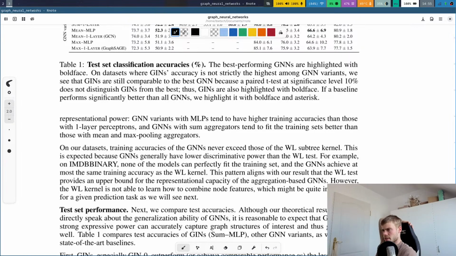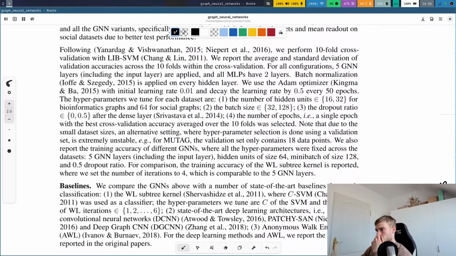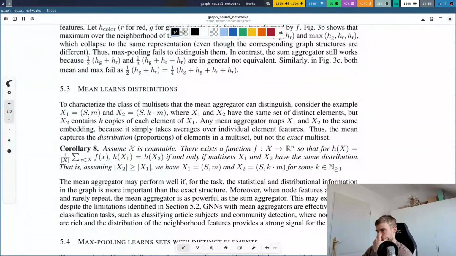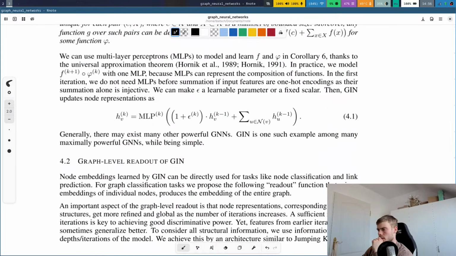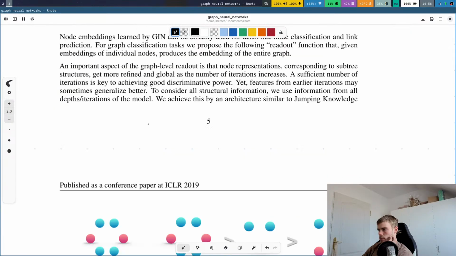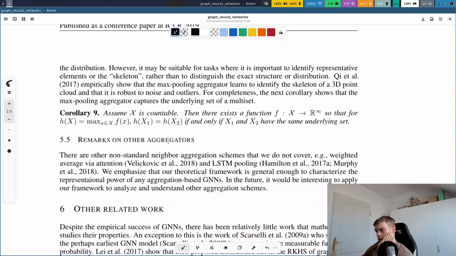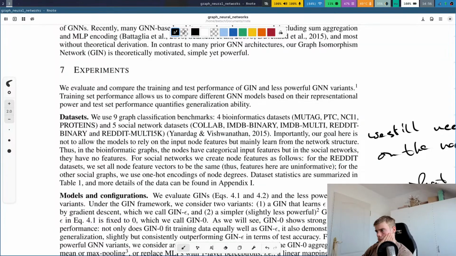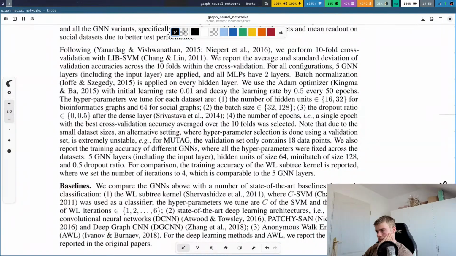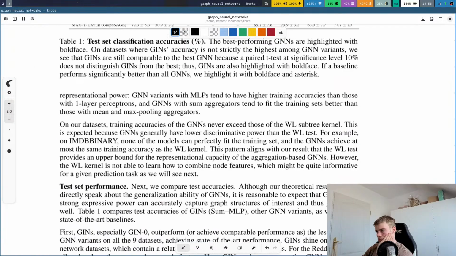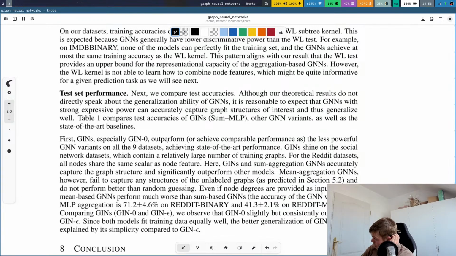Yeah. On our datasets, training accuracies of the GNNs never exceed those of the WL subtree kernel. Wait, let me see again what they, okay. They applied the MLP on the aggregation. We will look at the table in a second.